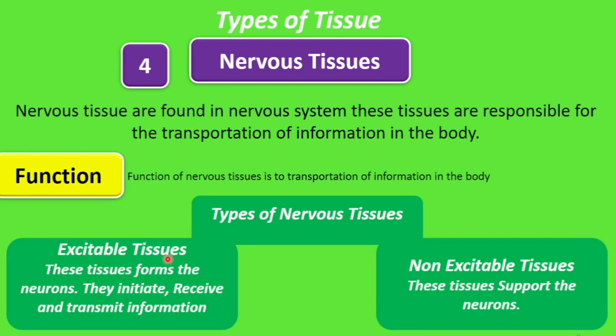Number 1, excitable tissue, and number 2, non-excitable tissue. Excitable tissue forms the neurons. They initiate, receive, and transmit information. While non-excitable tissue helps and supports the neurons.